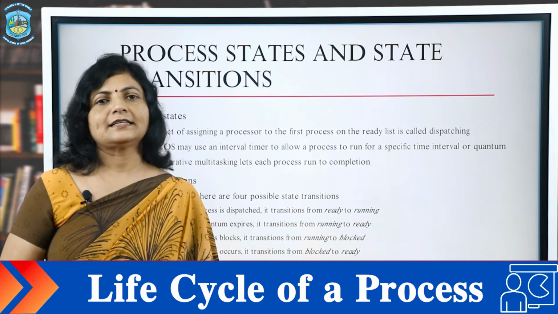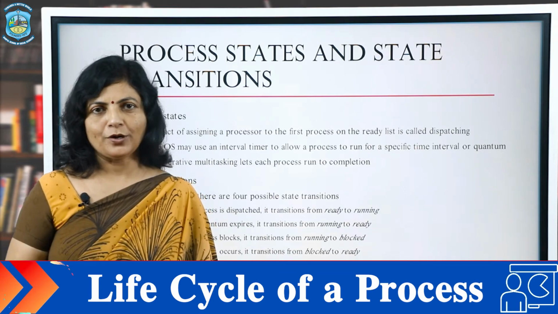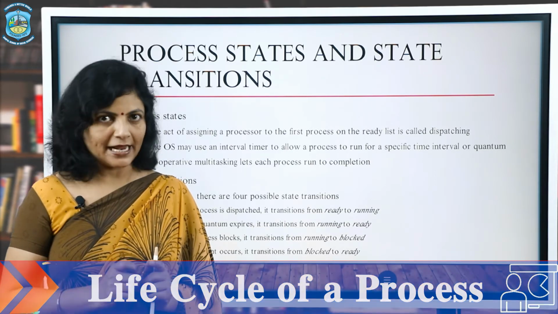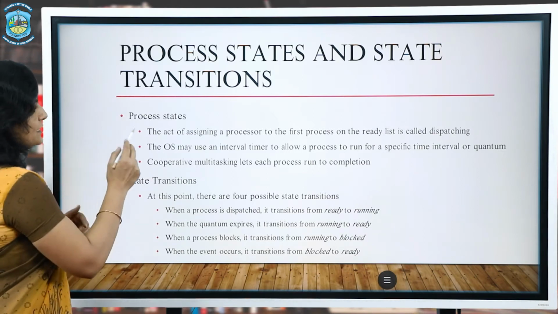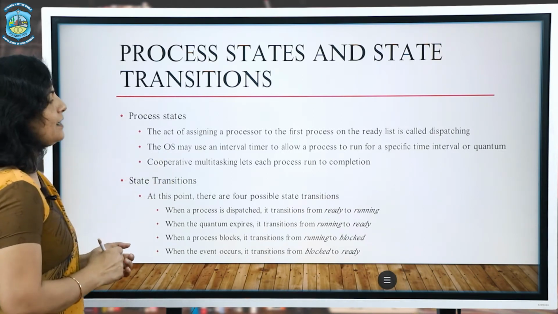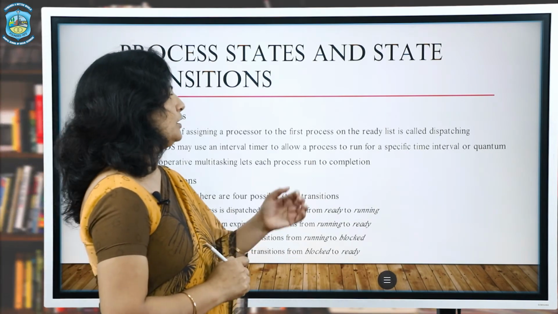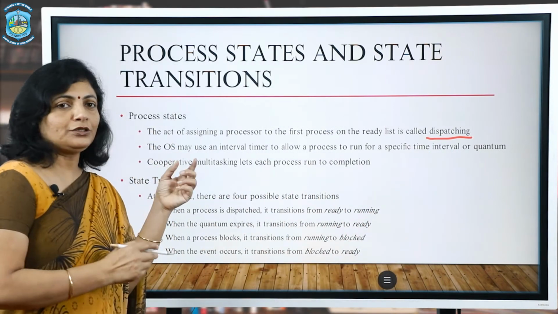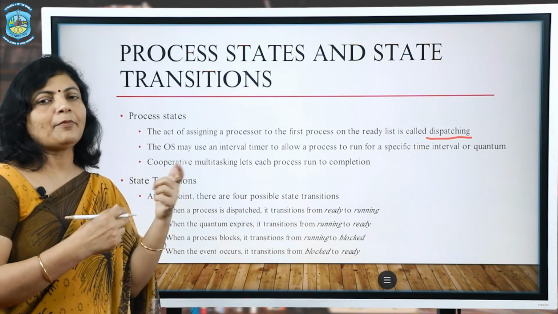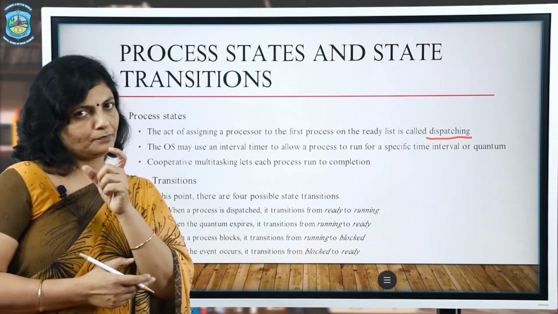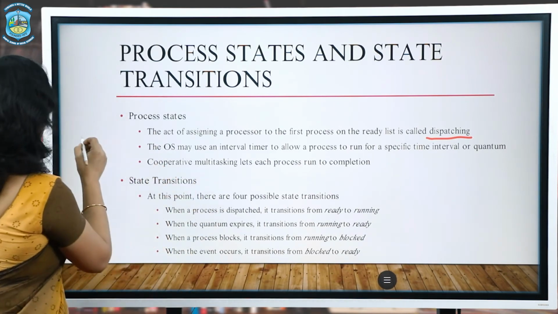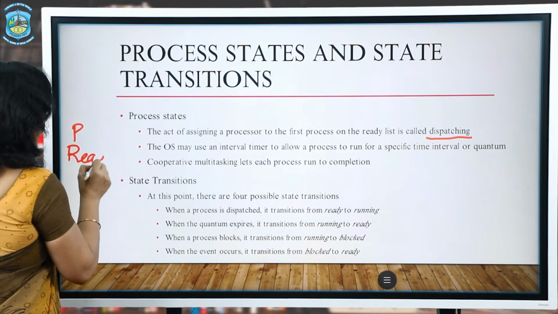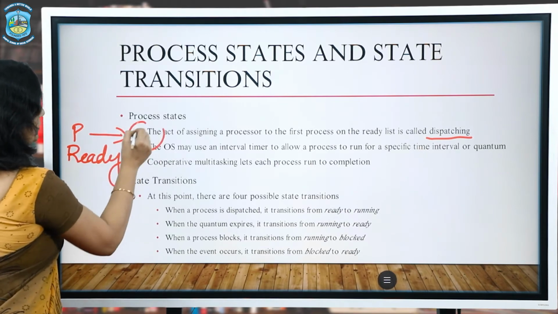Process states and state transition. As I told you earlier, that each and every process keeps changing its state. So, the act of assigning a processor to the first process on the ready list is called dispatching. This dispatching is done by the dispatcher, which is a program that takes the process from the ready queue and assigns the CPU.